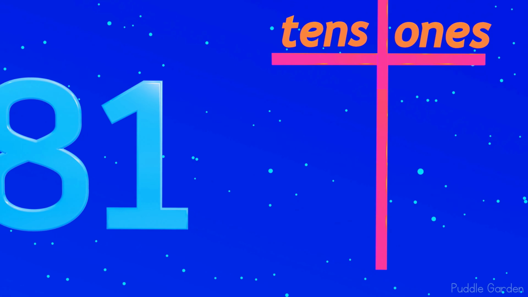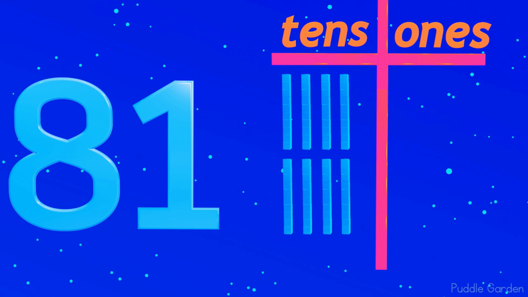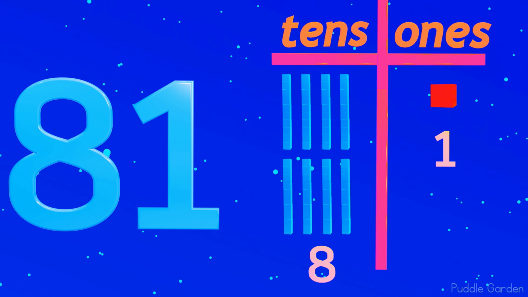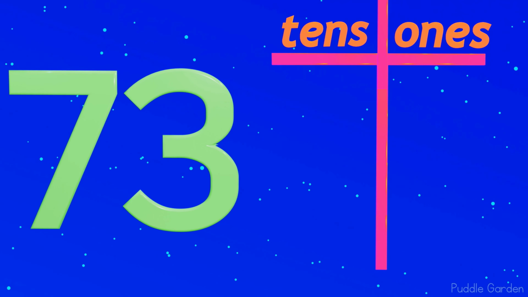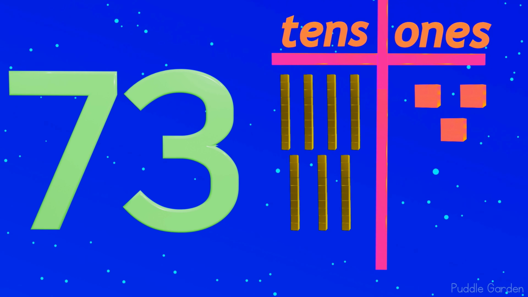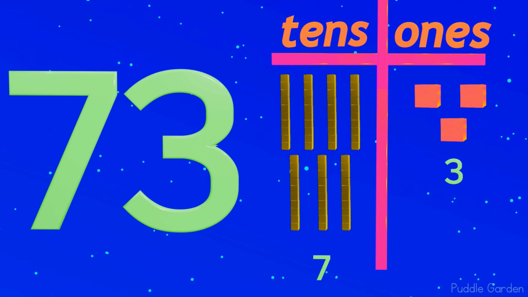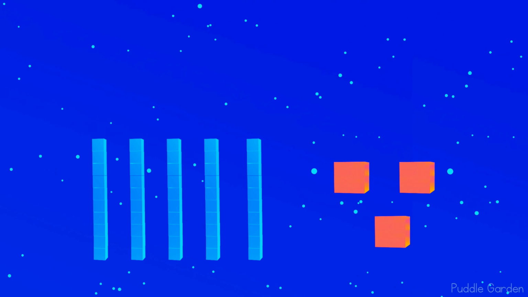Next is 81. That means there's 8 10 sticks and 1 ones block. 8 10 sticks and 1 ones block represents 81. Next is 73. That means there's 7 10 sticks and 3 ones blocks. 73. What number do we have here?